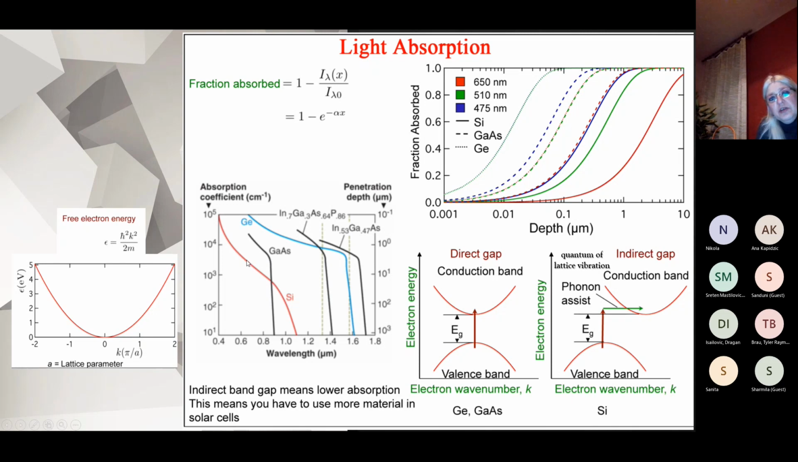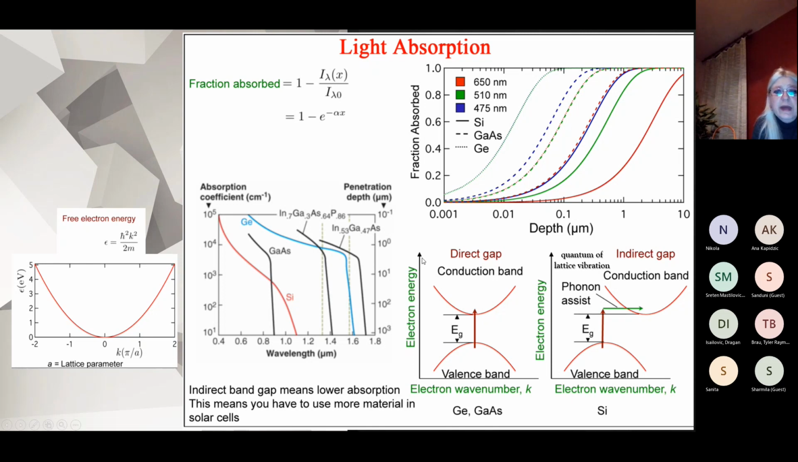this one changes much more gradually, and there is no such sudden drop. And this is because germanium and gallium arsenide are direct gap. And silicon, and when I say silicon, I mean crystalline silicon, is indirect gap. And there is a difference between them. And now we're going to say what kind of difference.